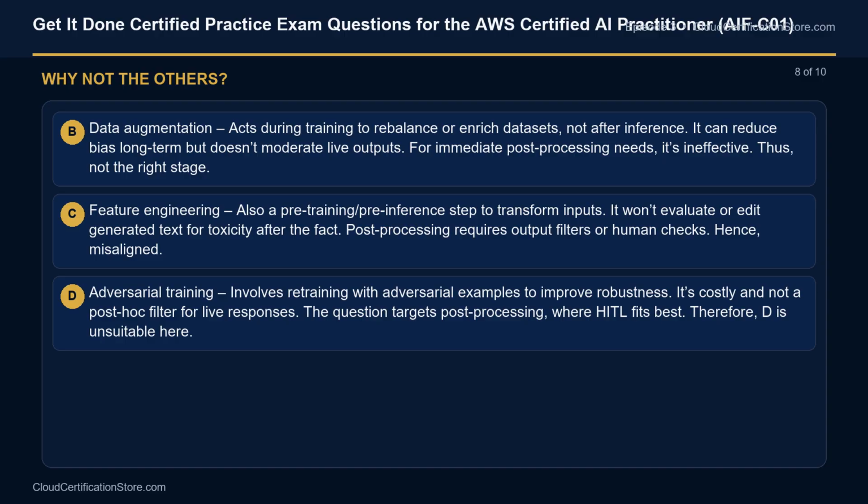Why not option D? Adversarial training involves retraining with adversarial examples to improve robustness. It's costly and not a post hoc filter for live responses. The question targets post-processing, where HITL fits best. Therefore, D is unsuitable here.